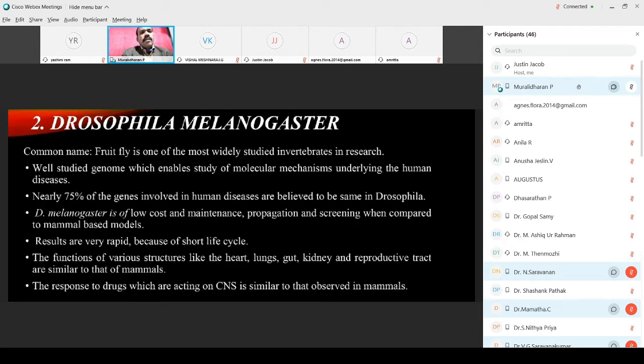And it has a well-studied genome, which enables the study of molecular mechanisms that underlie human diseases. It has an advantage in that 75% of the genes involved in human disease are believed to be the same in Drosophila. And the fruit fly is of low cost in maintenance, propagation, and screening when compared to mammal-based models. Results are very fast because this insect has a short life cycle. The functions of various structures like heart, lungs, gut, kidney, and reproductive tract are similar to those of mammals. And the response to drugs acting on the CNS is similar to that observed in mammals.